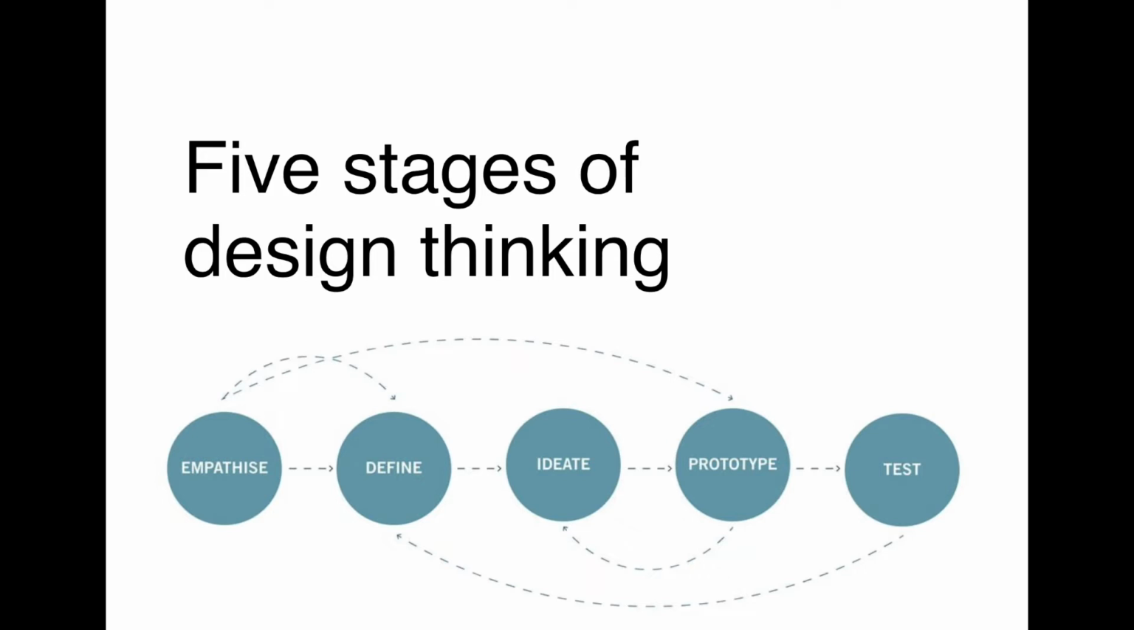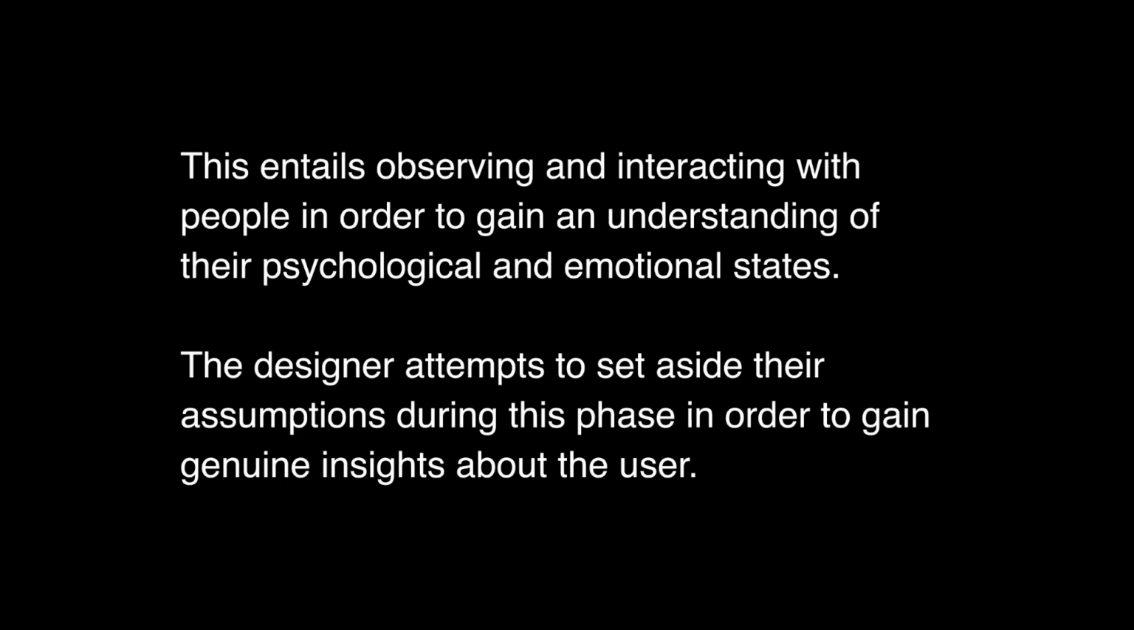The design thinking stages are as follows: 1. Empathize, 2. Define, 3. Ideate, 4. Prototype, 5. Test. This process may also be thought of as a system of overlapping spaces rather than a sequence of orderly steps. The empathize stage puts us on the platform where we get to know the user and learn about their wants, needs, and goals. This entails observing and interacting with people in order to gain an understanding of their psychological and emotional states.